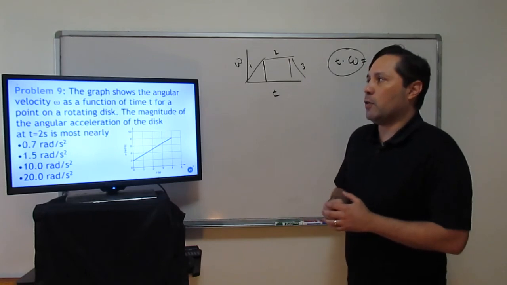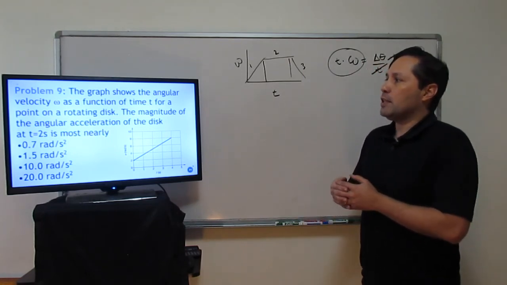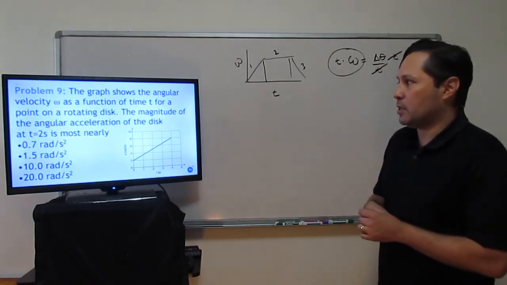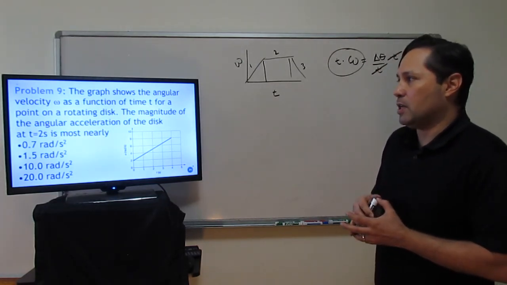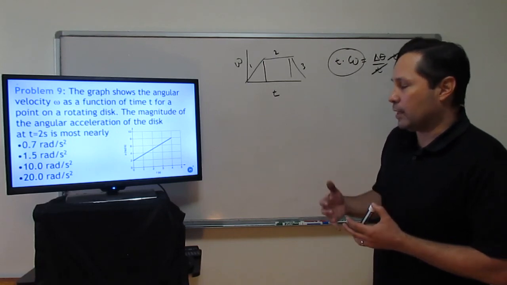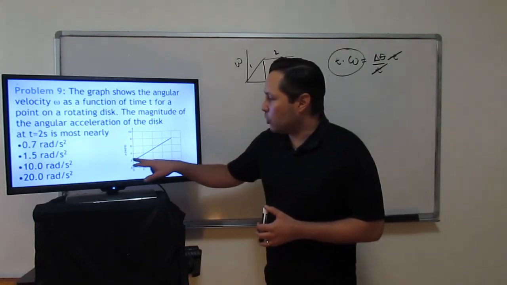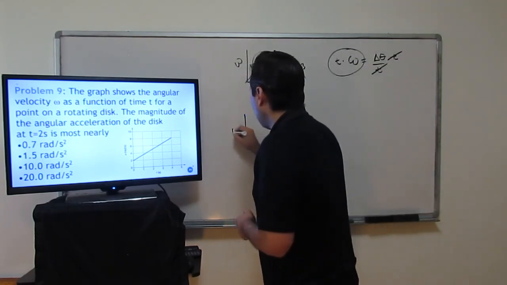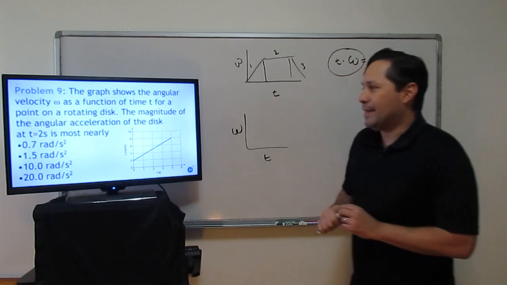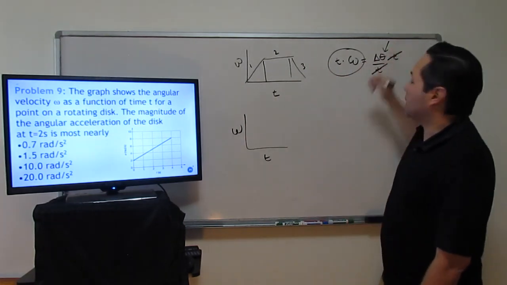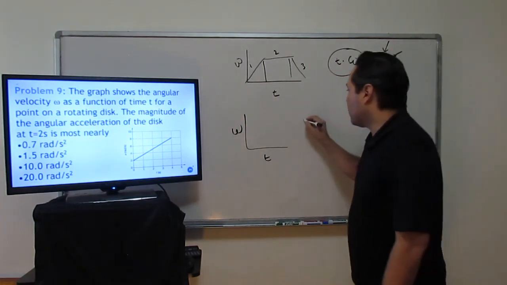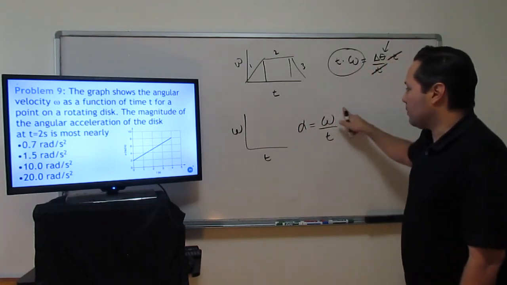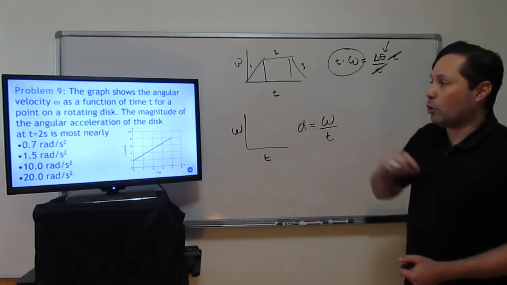For this problem, they ask you: the graph shows the angular velocity as a function of time for a point at a rotating disk. The magnitude of the angular acceleration of the disk at time 2 is most likely, alright, so time 2, notice it's a straight line. Again, they're giving us angular velocity over time. But in this case, they don't want angular displacement like they did in the previous one. They want angular acceleration, which is angular velocity over time. That means they're divided. So what do we want? We want the slope of that line.